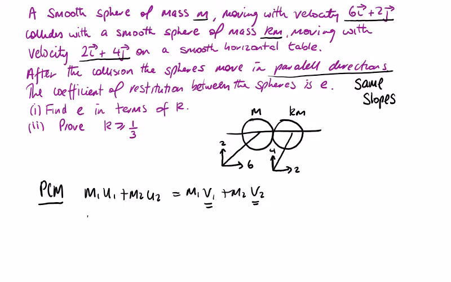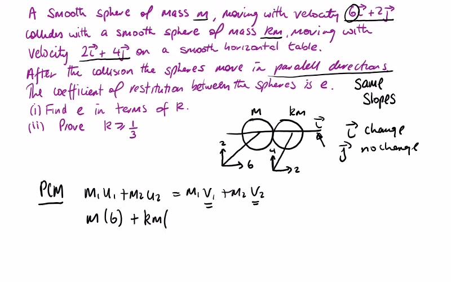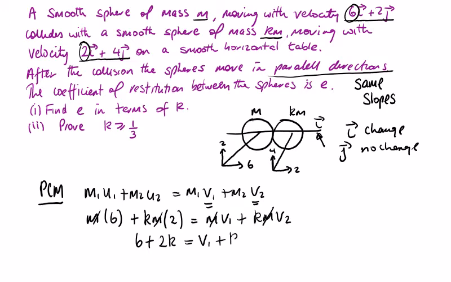So we know here the j has no change, the i changes, when we're along this i vector here. So m by u1, which is 6, plus m2, which is km, by u2, which is 2, is equal to mv1 plus kmv2. Dividing by m and simplifying, we're going to get 6 plus 2k is equal to v1 plus kv2.